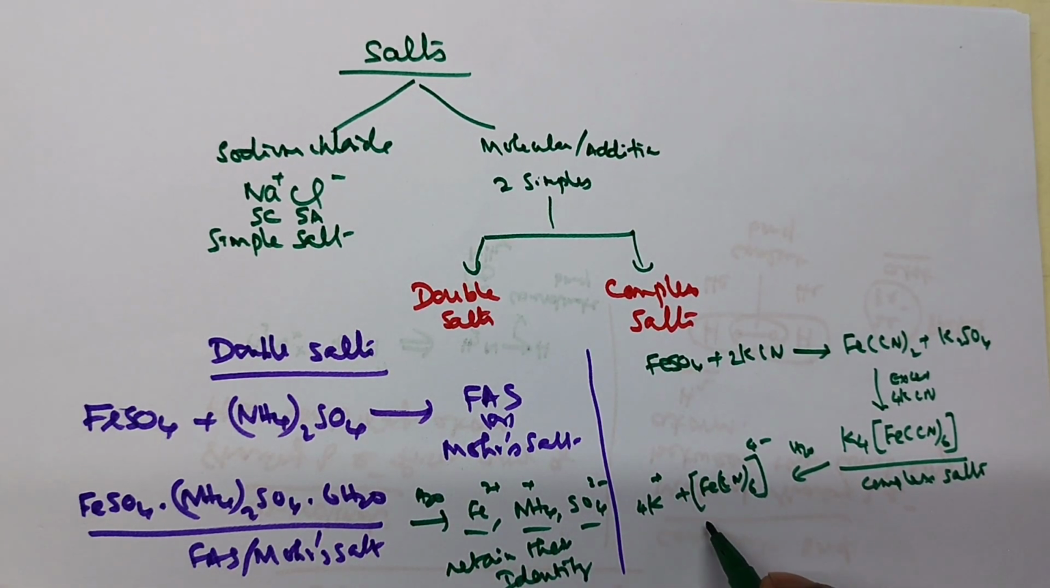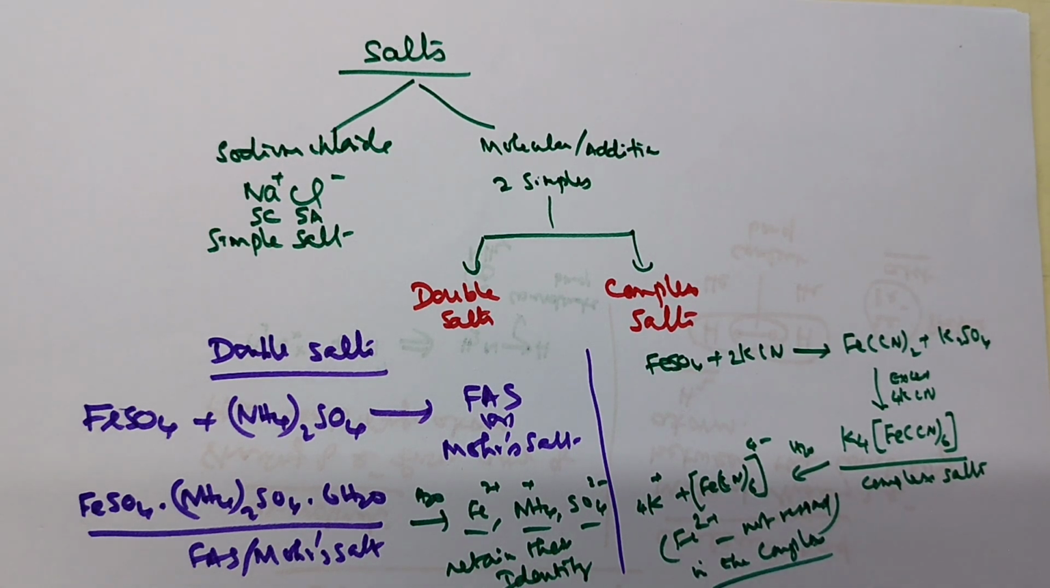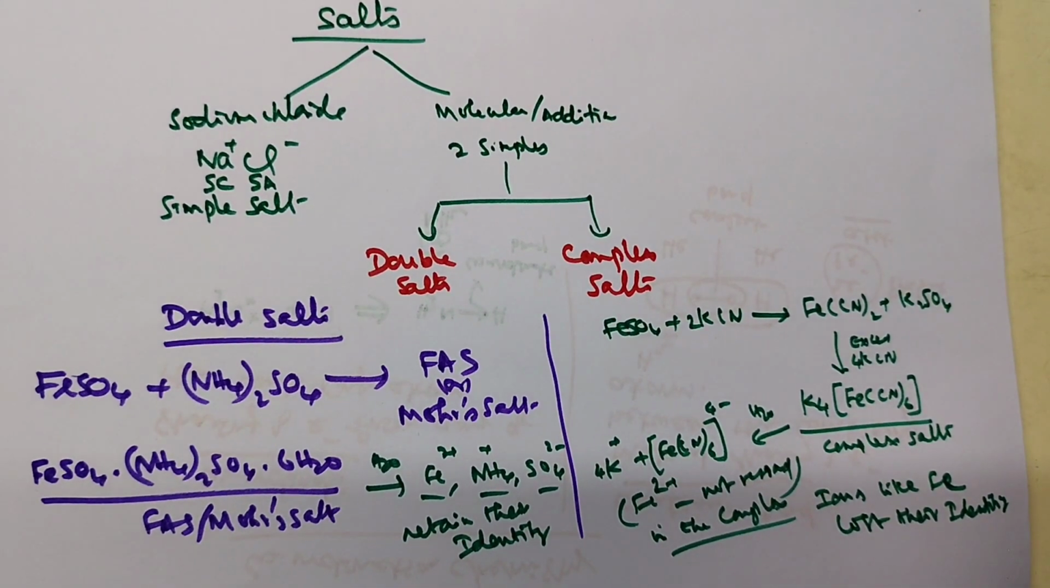Whereas in this case, if you check with the test for Fe2+ ions, it won't respond. That means this Fe2+ is in the complex. The whole complex will answer for the test, not the individual ions. So here the ions lost their identity. Ions like Fe lost their identity. So that is the main difference between the simple salt and complex salt. Okay.